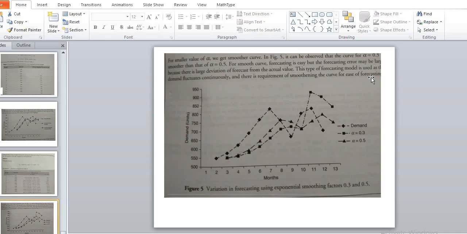So there is a large deviation between the forecasting value and the actual value, and this type of forecasting is used for fluctuating demand. For a larger smoothing factor, the forecasting graph is closer to the actual one compared to the smaller smoothing factor. So these are some examples based on the forecasting methods: simple moving average method, weighted moving average method, and the exponential smoothing method.